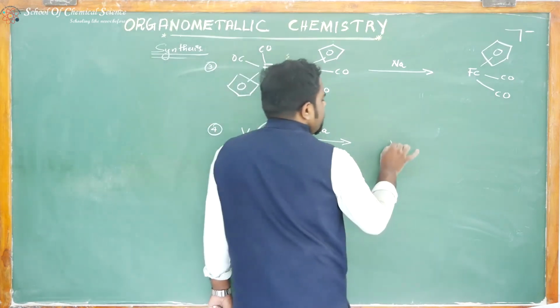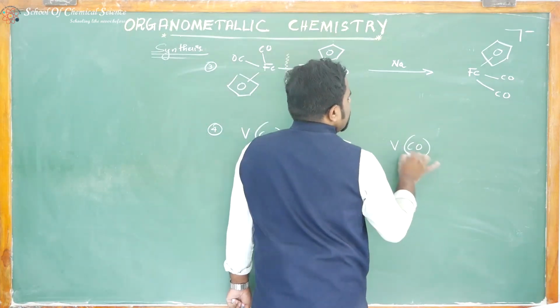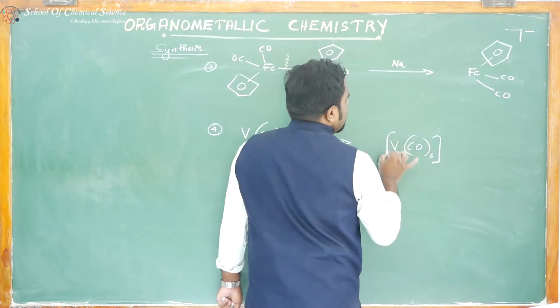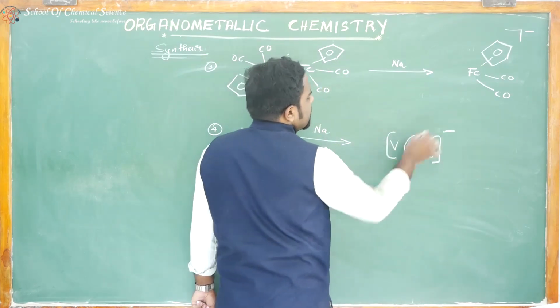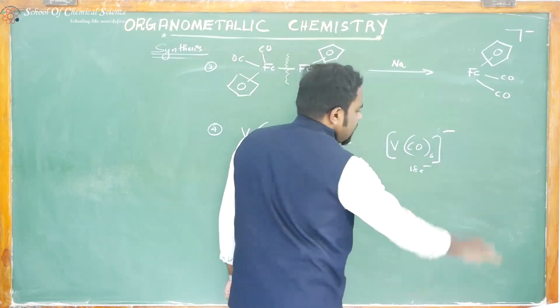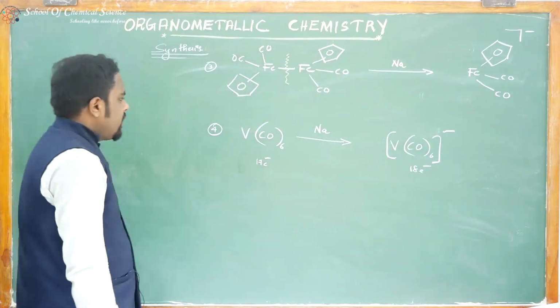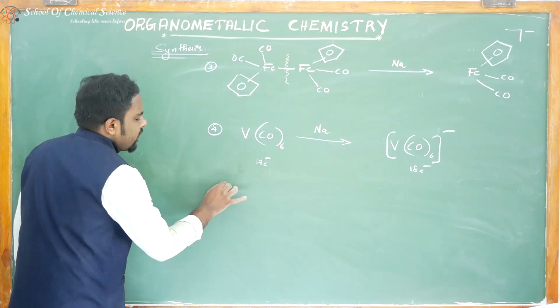So your product will be VCO6 negative. What's the electron count? 12 plus 5, 17 plus 1, this is an 18 electron species. Okay, then fifth one.